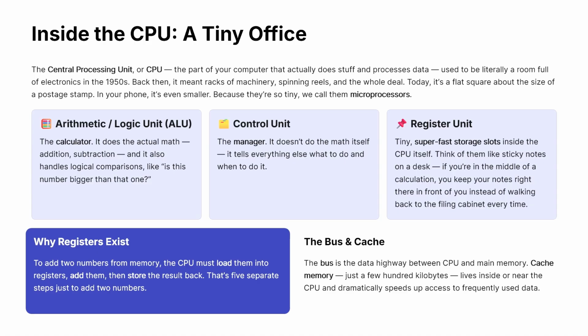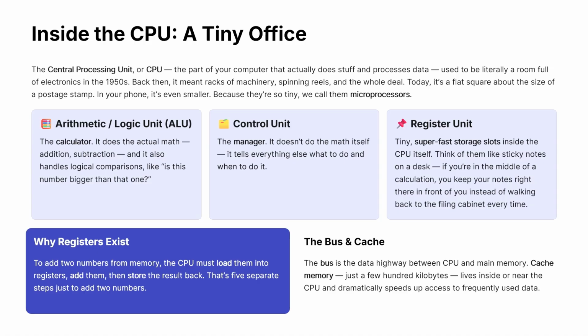All right, let's start with the big picture. The part of your computer that actually does stuff, that processes data, is called the CPU. That stands for Central Processing Unit. You might also hear it called the processor. Back in the 1950s, a CPU was literally a room full of electronics, racks of machinery, spinning reels, the whole deal. Today, it's a flat square about the size of a postage stamp. In your phone, it's even smaller than that. And because they're so tiny, we call them microprocessors.